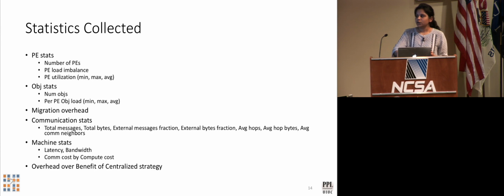We also provide the overhead over the benefit of the centralized strategy as one of the features to the model. The idea is that if the overhead of load balancing is much higher, if the fraction of overhead by benefit is very high, then you would want to go towards something like distributed. If it's not too high, then it's all right to go towards something that's centralized. So we hope that the random forest algorithm would use these features to make its decision.